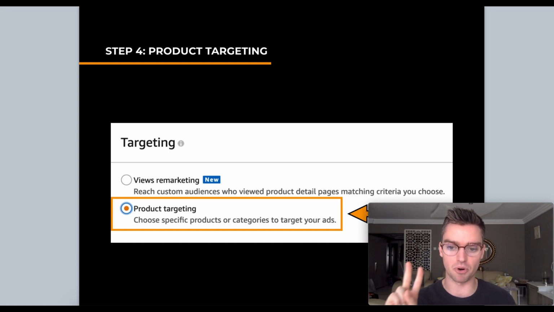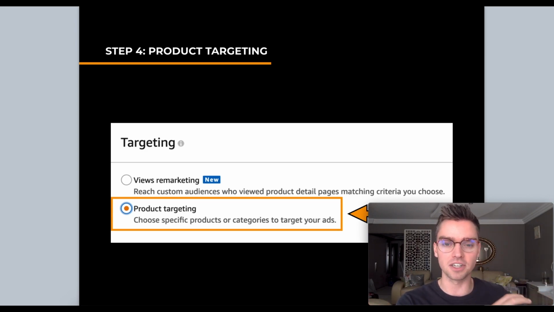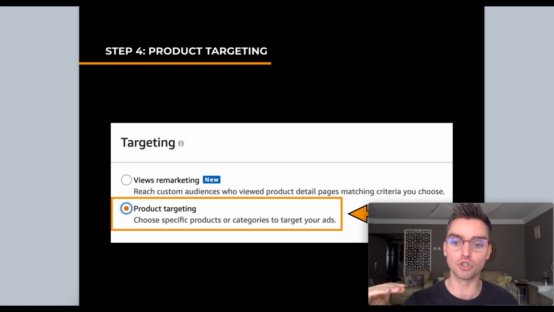We're going to set up 2 separate sponsored display ad campaigns. They're going to be almost identical. It's just this is the big key here, the big difference. One campaign is going to be product targeting. This is where, again, like I mentioned before, we're going to target either competing products or complementary products where we can ultimately show up underneath our competitor's buy box. Really powerful. And then number 2, the second campaign that we're going to set up is views remarketing.